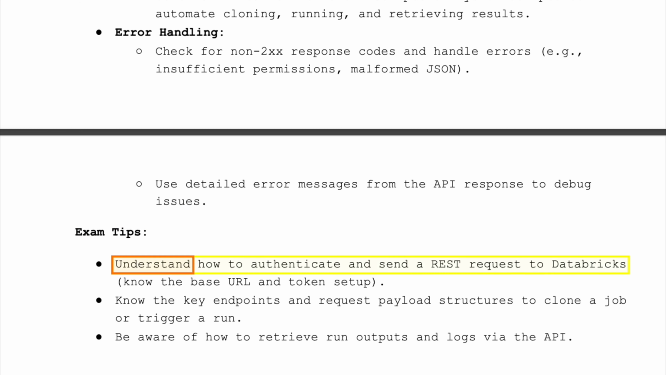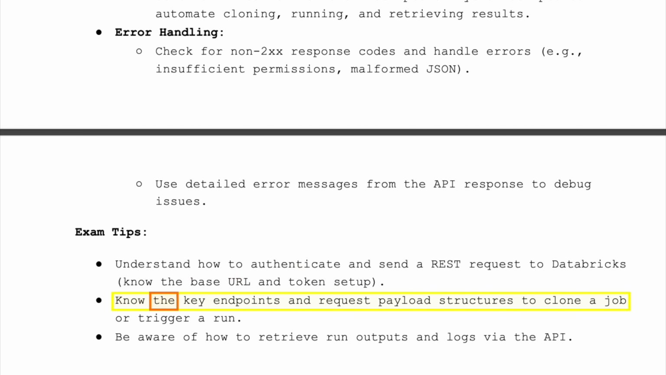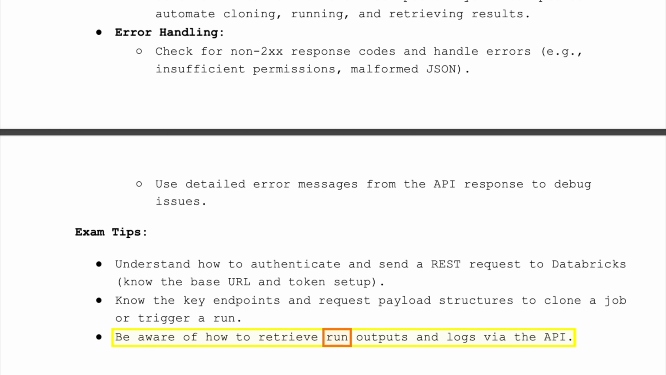Exam tips. Understand how to authenticate and send a REST request to Databricks. Know the base URL and token setup. Know the key endpoints and request payload structures to clone a job or trigger a run. Be aware of how to retrieve run outputs and logs via the API.